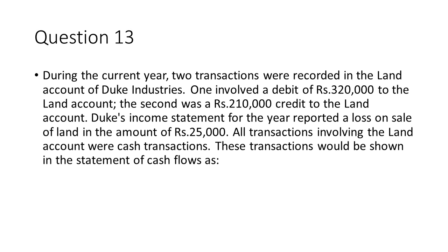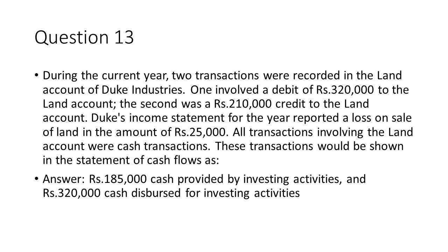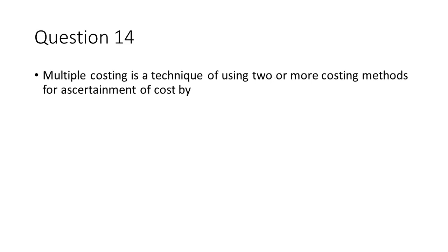These transactions would be shown in the statement of cash flows as Rs 1,85,000 cash provided by investing activities and Rs 3,20,000 cash distributed for investing activities. Multiple costing is a technique of using 2 or more costing methods for ascertainment of cost by the same firm.